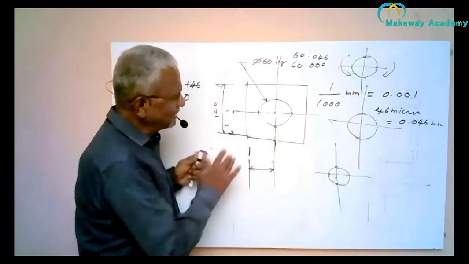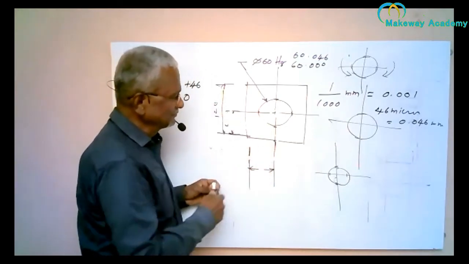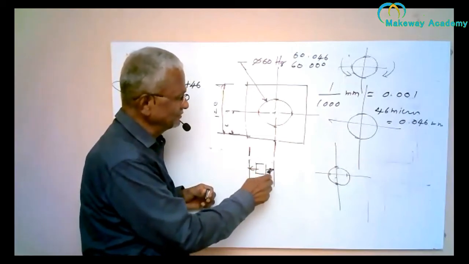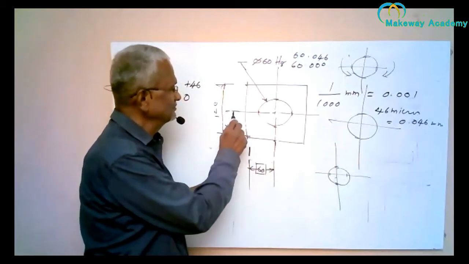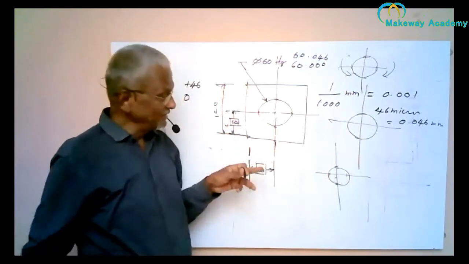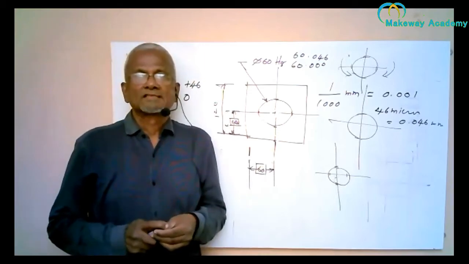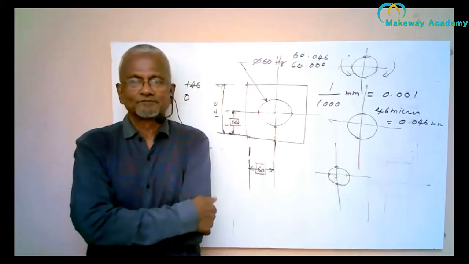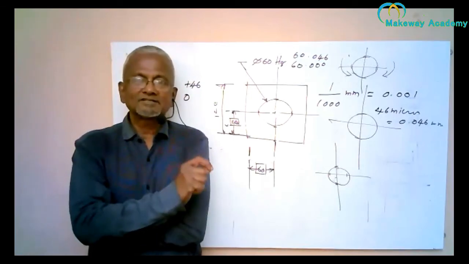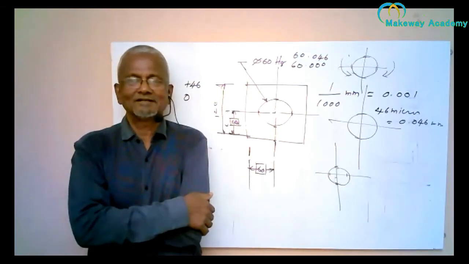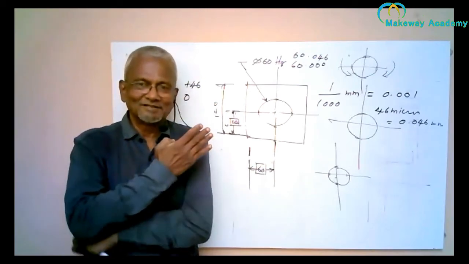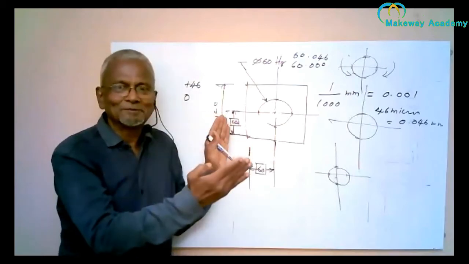So they use some box dimensions here instead of the tolerance dimension. They use box dimension. So this is 120. This is 60. This is also 60. Here you see the dimension is written inside a box, and this dimension is known as box dimension or theoretically exact dimension. The theoretically exact dimension is measured from the datum reference frame.